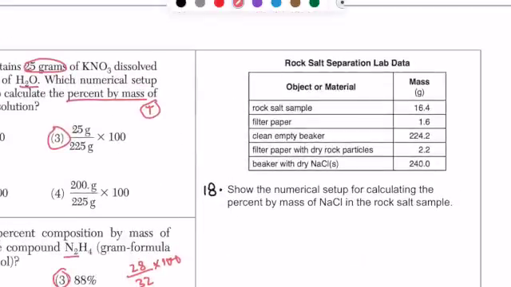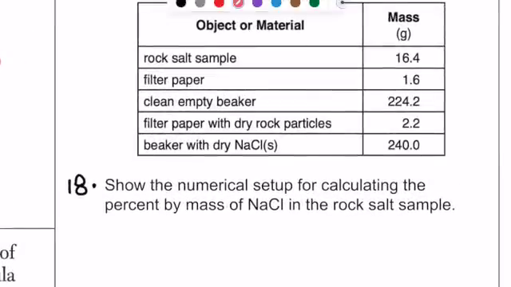And then lastly, show the numerical setup for calculating the percent by mass of NaCl in the rock salt sample. So this is how much NaCl we had, but we also have the mass of the beaker here. So let's go ahead and subtract the mass of the beaker first. So subtract 224.2. So 240 minus 224.2. That gives you about 15.8.